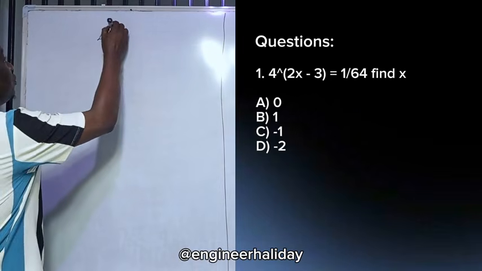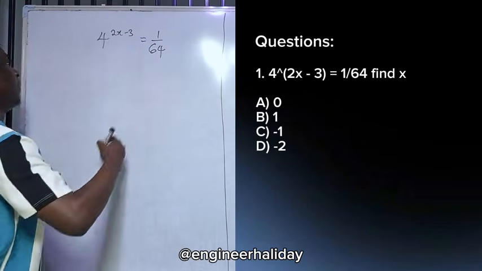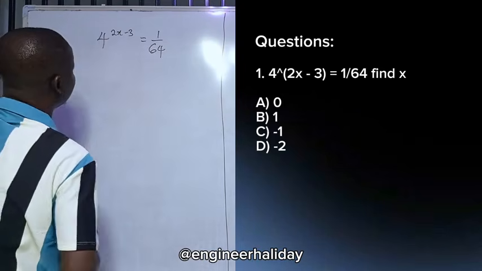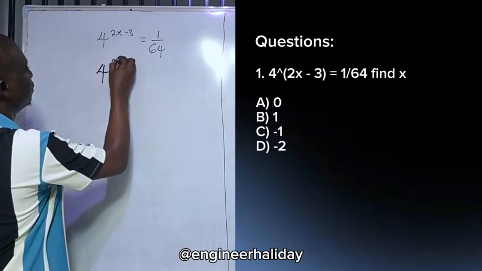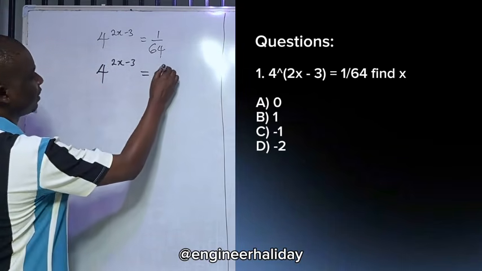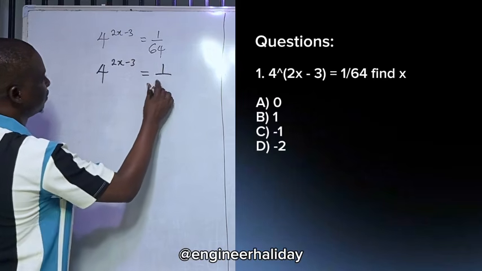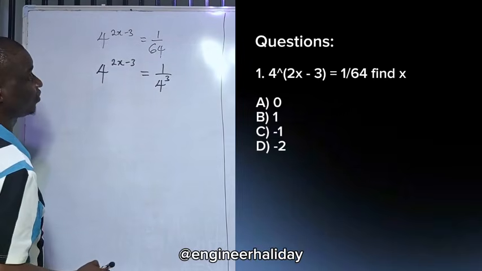4 raised to the power 2x minus 3 equals 1 over 64. Now, what I will advise us to do is to convert this right hand side to the same base as the left hand side. So this one will be 1 over 4 raised to power 3. Don't forget 4 raised to power 3 is the same as 64.